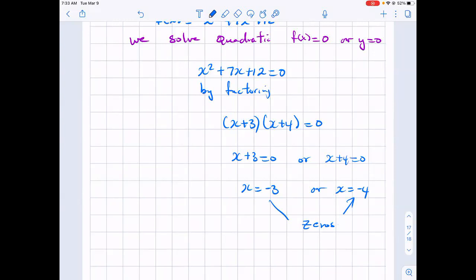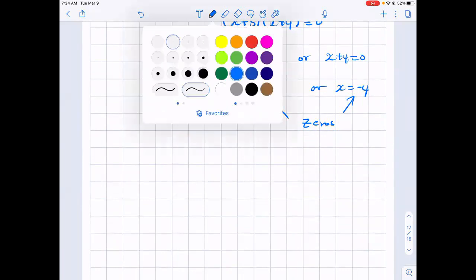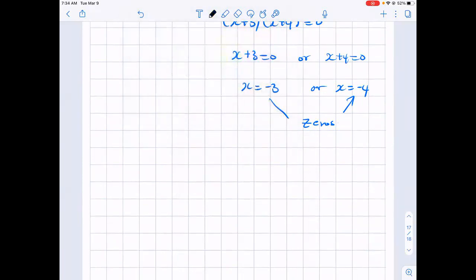Those are your zeros of the function. So zeros is just solving for a function, okay? Now, the last thing I'll say is even and odd functions.